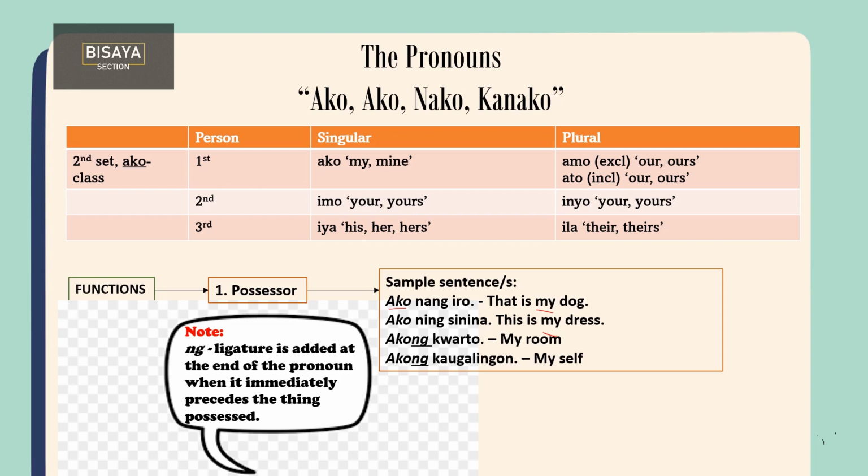Here also is a note that there's an ng ligature added at the end of the pronoun when it immediately precedes a thing possessed. Just like what happened here. Ako has an addition of ng and you pronounce it as akong.